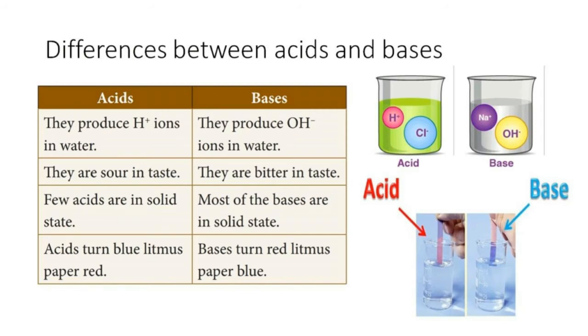Difference between acids and bases. Acids produce H plus ions in water. Bases produce OH minus ions in water. Acids are sour in taste. Bases are bitter in taste. Few acids are in solid state. Most of the bases are in solid state. Acids turn blue litmus paper into red. Bases turn red litmus paper to blue.